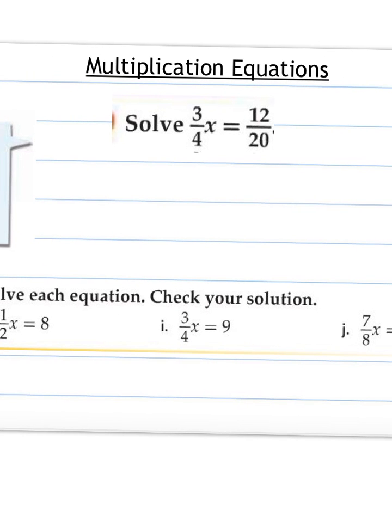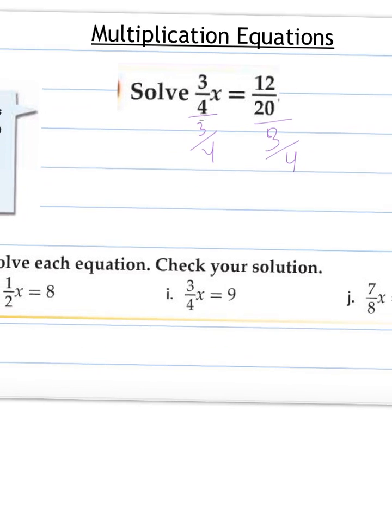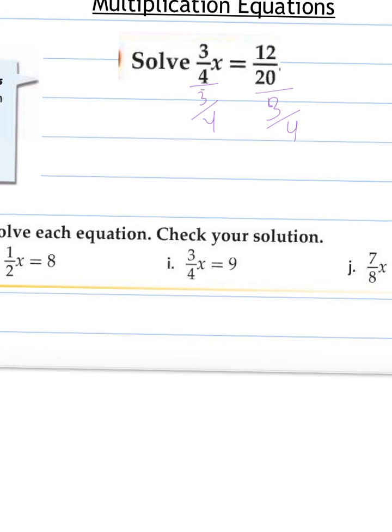What we're going to do, now we're doing multiplication. Opposite of multiplication is to do division. So we would divide each of these sides by 3/4. And when we do division, we flip that second fraction and we actually multiply. So really what you're doing is, let me kind of move this so I have more room. You are taking this 3/4 x equals 12 over 20. And if you think about it, this 3/4 divided by 3/4 is the same as multiplying by 4 over 3. So you're multiplying by the multiplicative inverse.